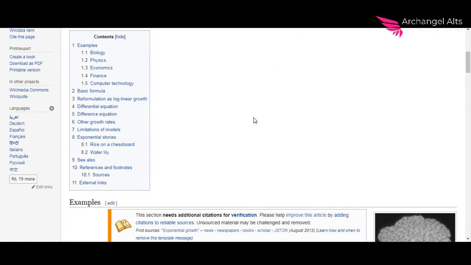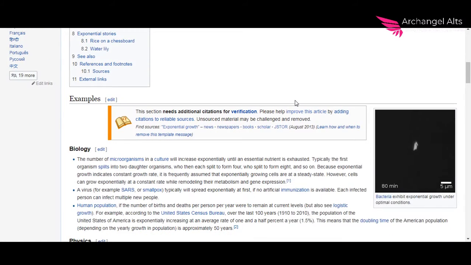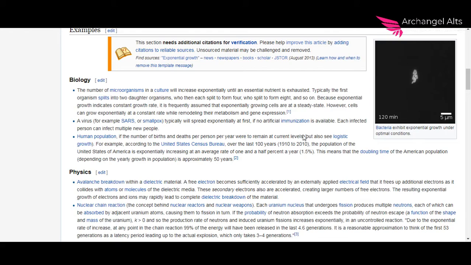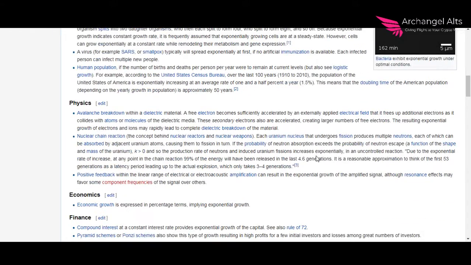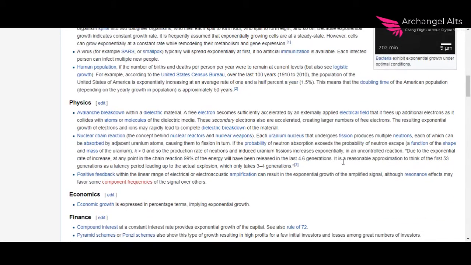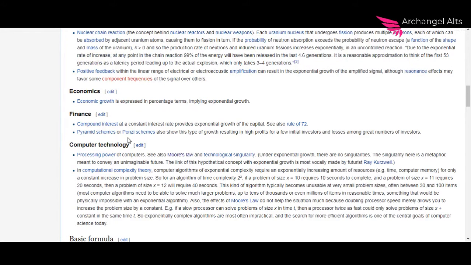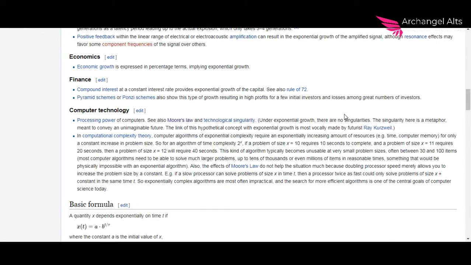So it's used all over the place. It's used in biology, talking about population growth and exponential growth of populations. Physics deals with it in chain reactions, nuclear physics. Finance, compound interest is the closest to what we would be talking about. Exponential growth of the capital usually talks in constants that deal with percentages. Computer technology, processing power, computational complexity, technological singularity.